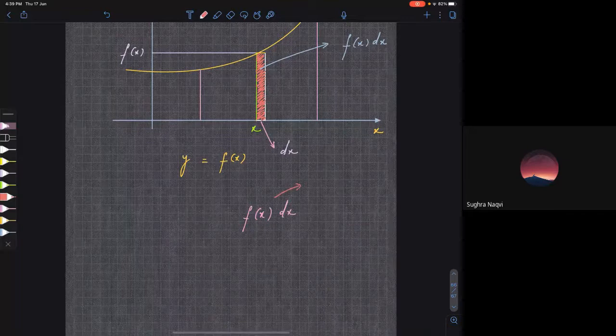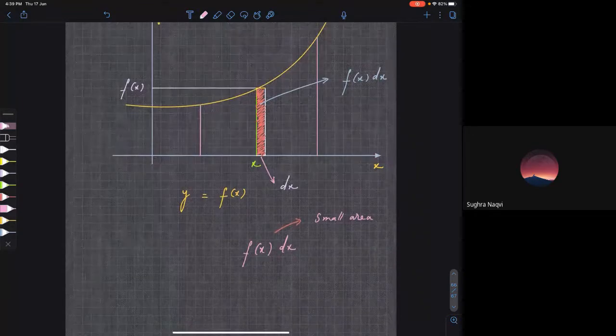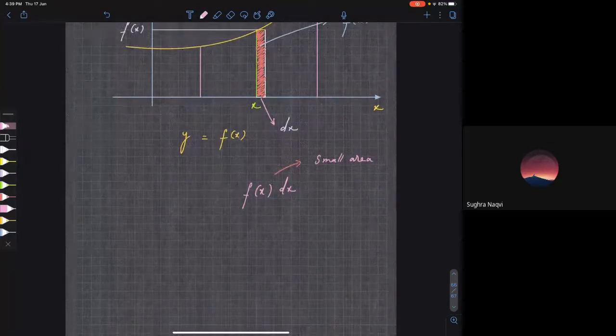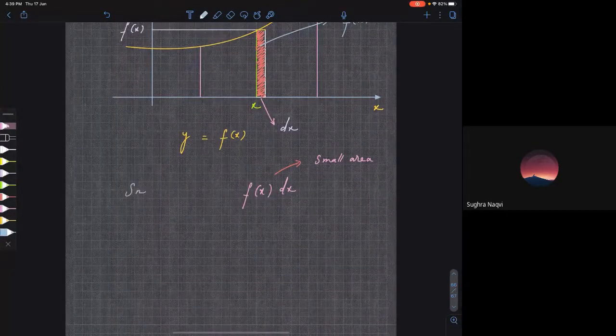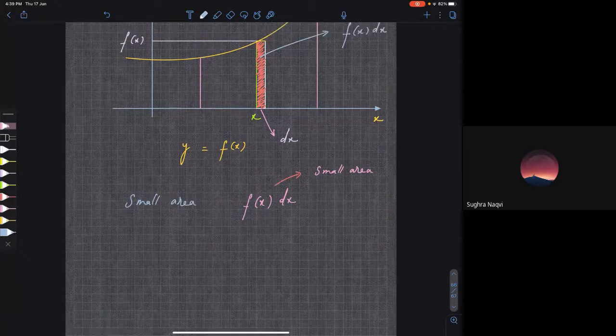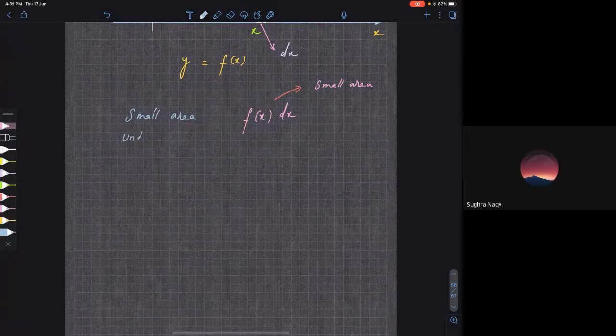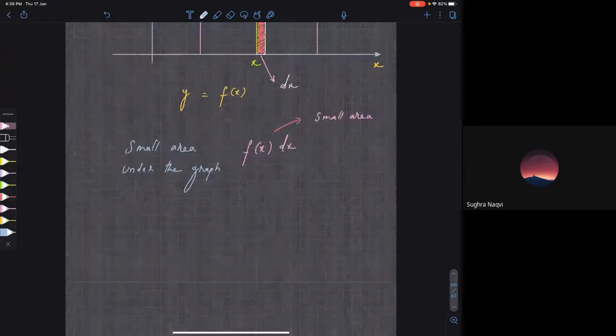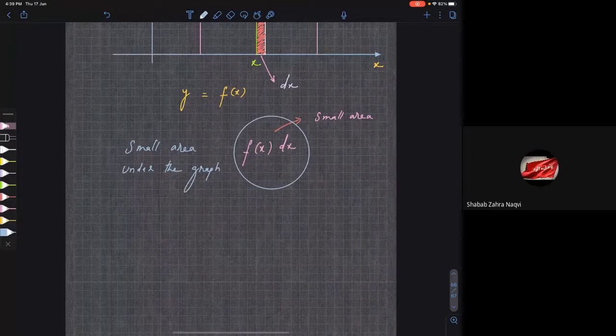Now I am writing that here. This thing represents area. Is it the full area or a small area? It is a small area. Why is that a small area? Because dx is small, so you get a very thin rectangle. Correct? So this is a small area. And where is that area? It is under the graph. It is a small area under the graph. Do you agree? Yes, sir.